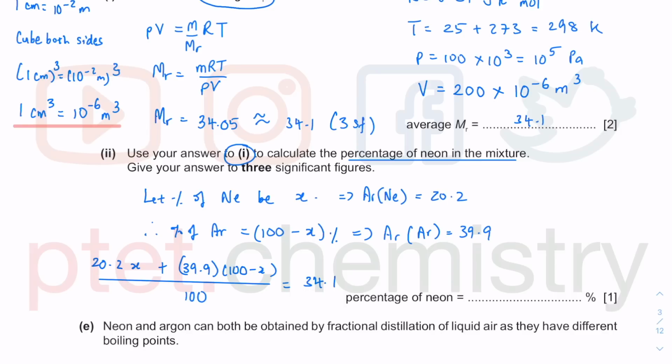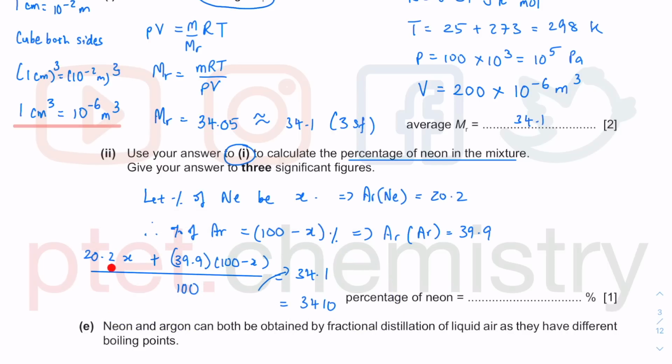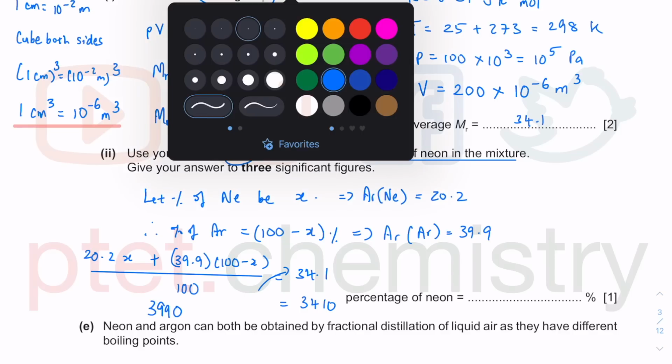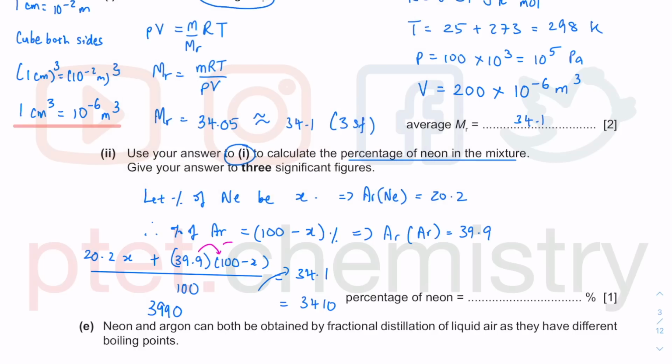So based on that, I'm going to move the 100 to the top. I'm going to get 3410. And I can evaluate the left hand side. 20.2x plus... 20.2x, that is not going to look right. 39.9 times 100, that is 3990. So I have just expanded the bracket there. And then I have minus 39.9x plus 20.2x. So 20.2 minus 39.9, that is minus 19.7x.